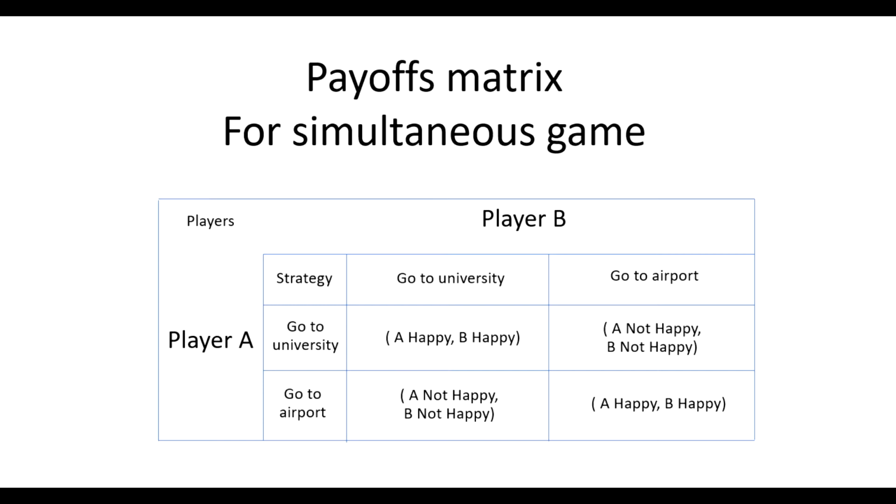Now we turn to the payoffs matrix. First of all, we can see the payoffs of the simultaneous game. We call it a payoffs matrix because the layout is in a matrix form. You can see we have player A and player B on the outer side of the matrix, and in the inner side of the matrix you can see the strategy. You can make two choices: go to university or go to airport.